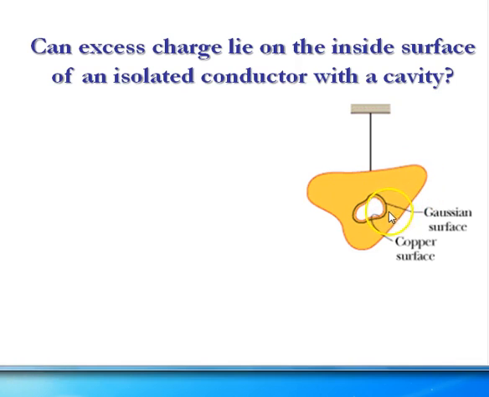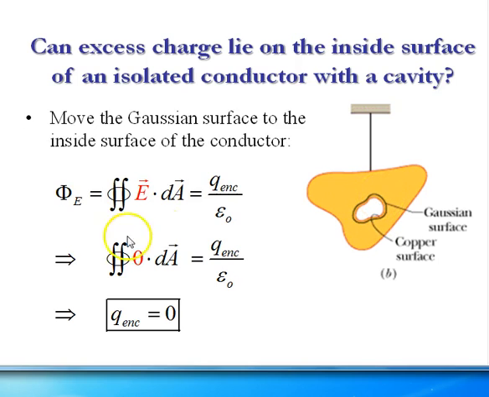So let's look at if we have a cavity in our conductor, can any of that charge lie on the inside surface of this cavity? So again, we can use our Gaussian surface. We can take our Gaussian surface and put it just inside the inside surface of the cavity. If we go to apply our Gauss's law, that flux, our closed integral of E dot dA, the electric field here has got to be equal to 0. If that electric field is 0, then our E dot dA is also going to be equal to 0, which means our charge enclosed must be equal to 0.